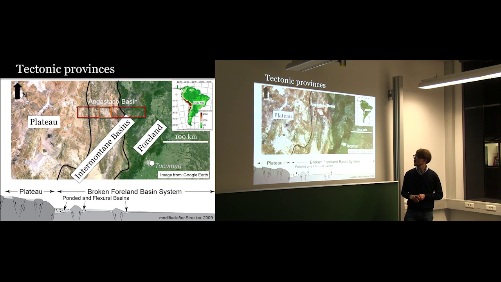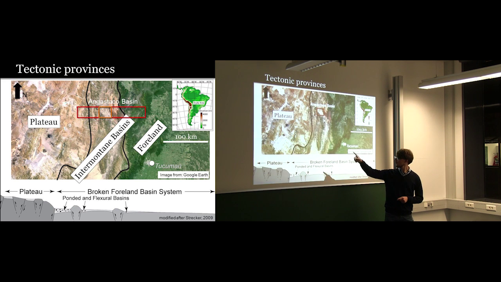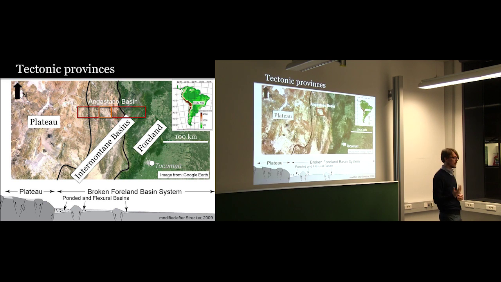So we were interested in what is happening when these kind of block uplifts that act then as orographic barriers are actually changing the paleohydrology, vegetation, and moisture supply to the backsides of these uplifts. And what are the timescales involved in these processes?